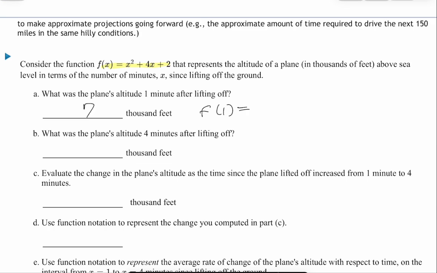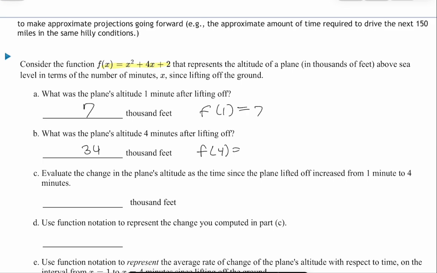Now, yours and mine might be different numbers. Maybe you get 8, maybe you get 9, I don't know. What is the plane's altitude 4 minutes after lifting off? So now you're going to have to plug in 4 into your function. I've seen one here that says 5 minutes after. So whatever that number is, please plug that into your function at this time. I'm going to plug 4 into my function, and my answer would be 34. Now, the reason those two numbers are really important, please make sure that you submit those and make sure those are correct, because that's going to help us answer C. What is the plane's altitude?